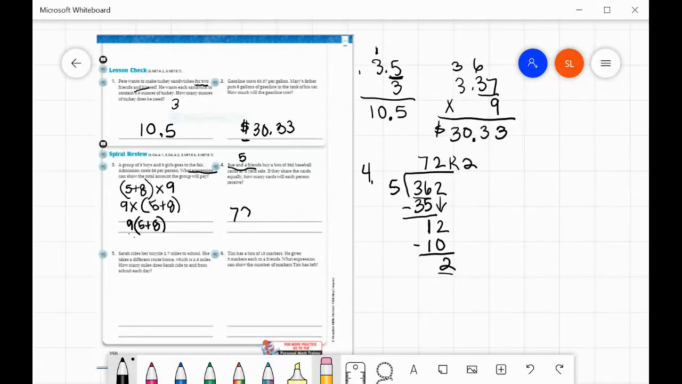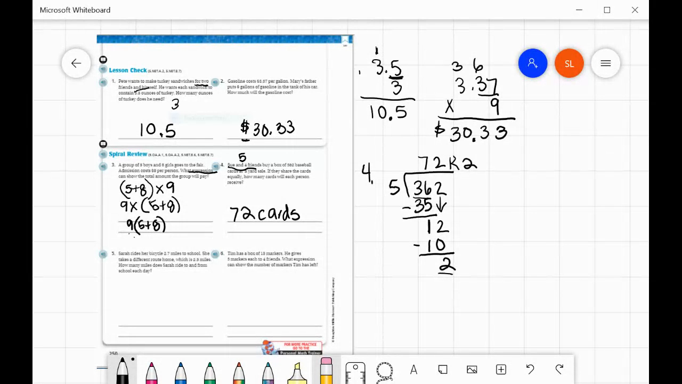So 72 cards is your answer. Each kid is getting 72 cards. You do not need to mention the remainder because the question asks you how many cards will each person receive. And every single person is going to receive 72 cards.